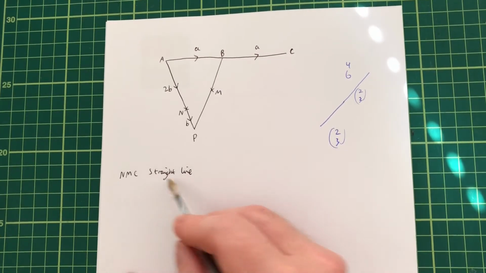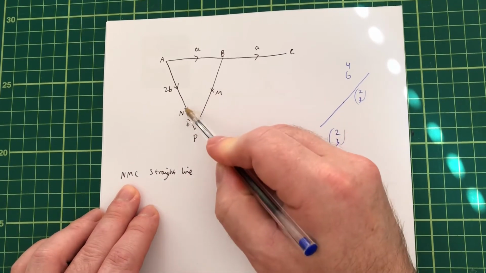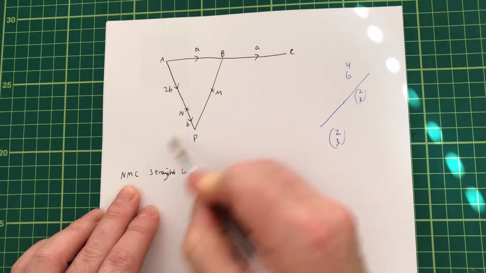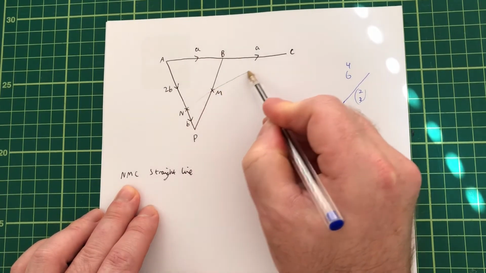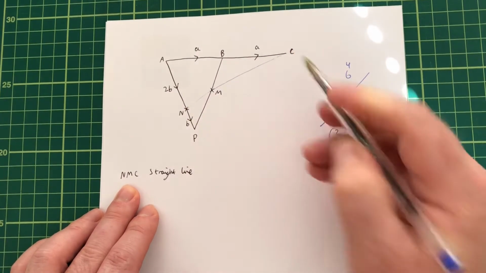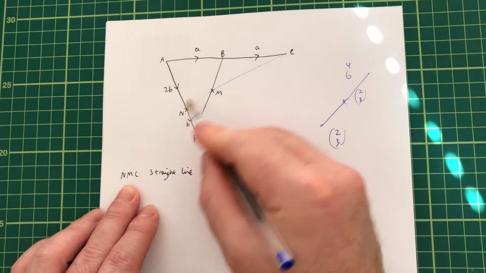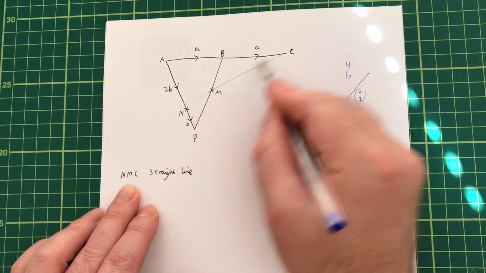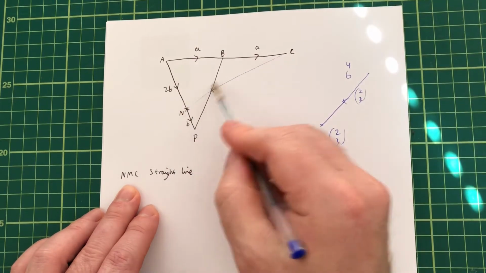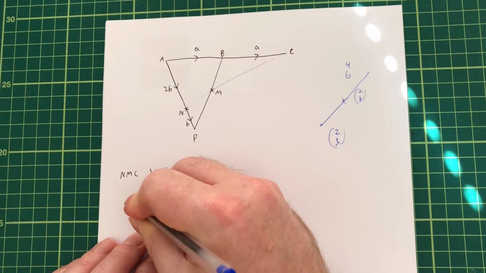So what we've got to do for this one is we are going to work out what NM is, then we're going to work out what NC is. We've got to say NMC is our straight line. So if we work out what NM is and what NC is, so in effect we're doing this to this and this to this, as long as this is a multiple of this, and it can be a fractional multiple, as long as it's a multiple of this, then we can prove it's a straight line. So N to M.